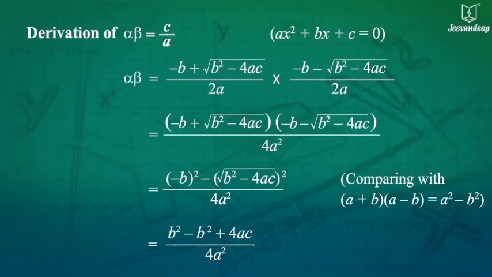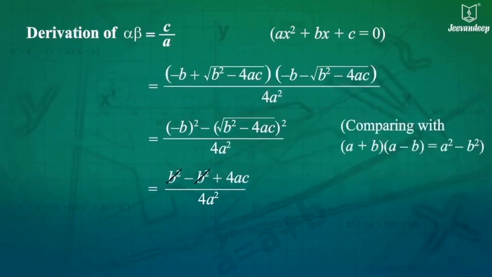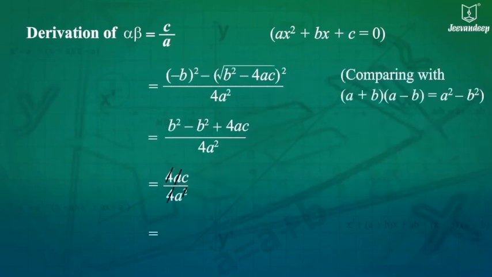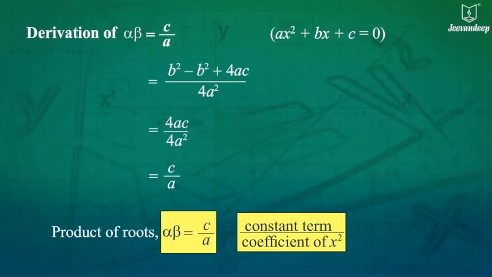Or b square minus b square plus 4ac upon 4a square is equal to 4ac upon 4a square is equal to c upon a. Thus, product of roots, that is, alpha into beta is given by c upon a, that is, constant term upon coefficient of x square.